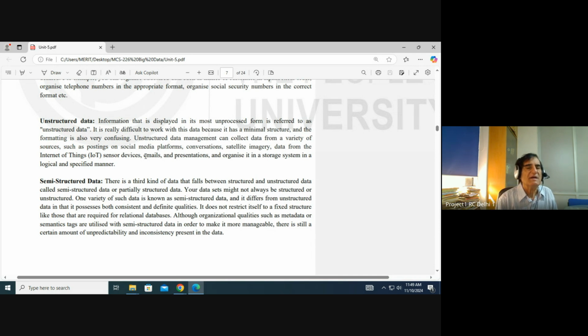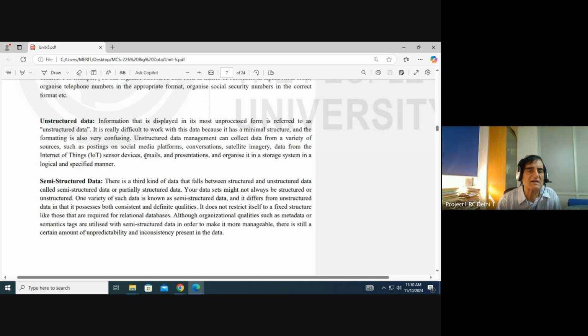a storage system in a logical and specified manner. So you first have to store this, then reprocess it, and then you have to get the value or the information from that data. That is most important and it's the most difficult part of it.